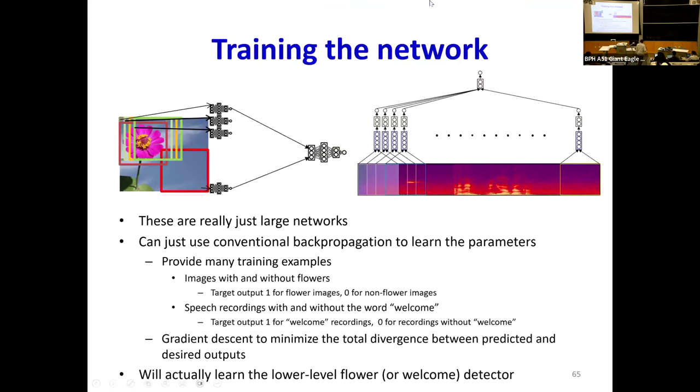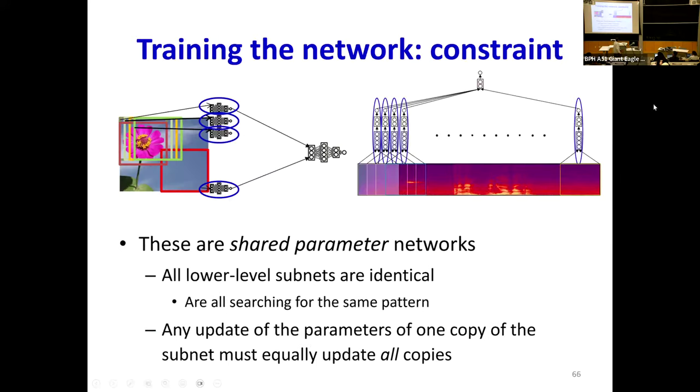Now, once again, these are all just really large networks. Although I'm actually performing a scanning operation and then finally putting everything through a softmax, it's really just one large network, which means that I can use conventional backpropagation to train the network. So if I were trying to build a welcome recognizer or a flower detector, I could just provide lots and lots of recordings with the word welcome in it, lots of other recordings without the word welcome in it, and just give it this classifier, this network, and it will train. But then there's one caveat over here, and the caveat is this, that all of the lower layer subnets are identical in structure, right, and parameters.